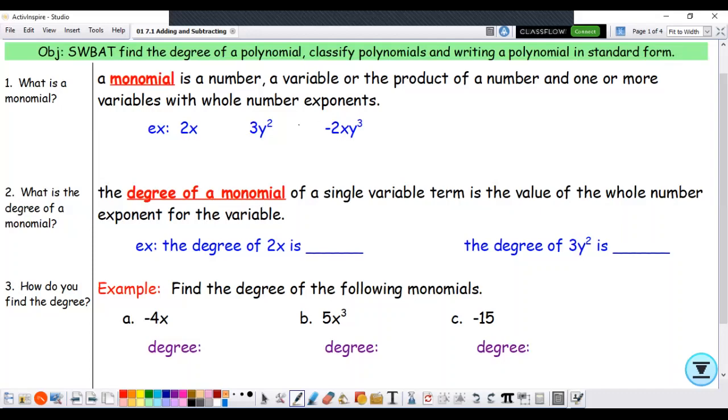One example that you don't see here is one that's just a number. So we could add an example of the number 8 would also be considered a monomial because it is a number.